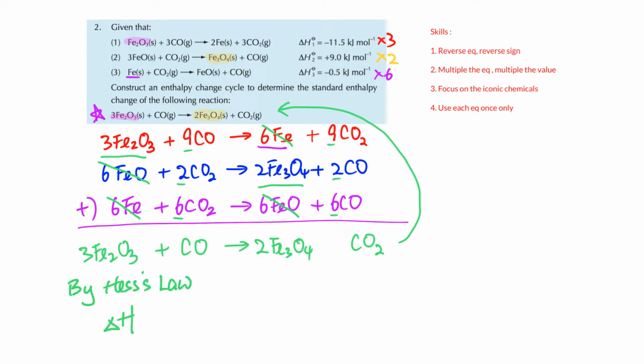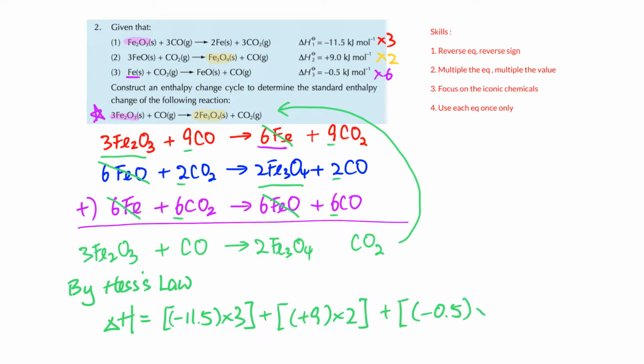Delta H will equal negative 11.5 times 3, plus positive 9 times 2, plus negative 0.5 times 6. By doing so, you'll find the answer should be negative 19.5 kilojoule per mole. So by using this form, you'll find that it is easier to do.